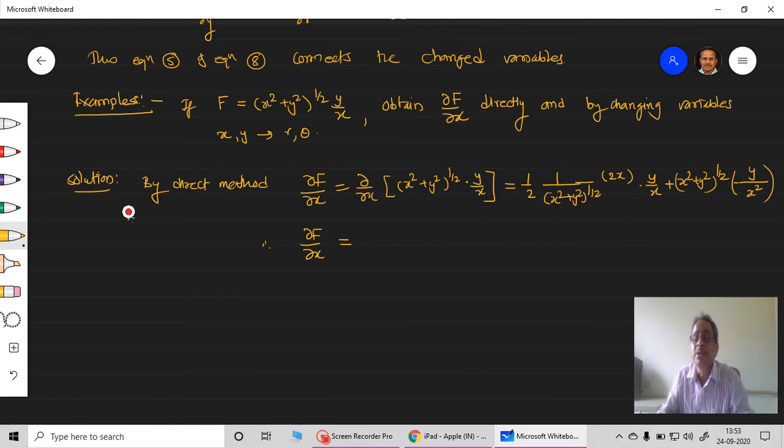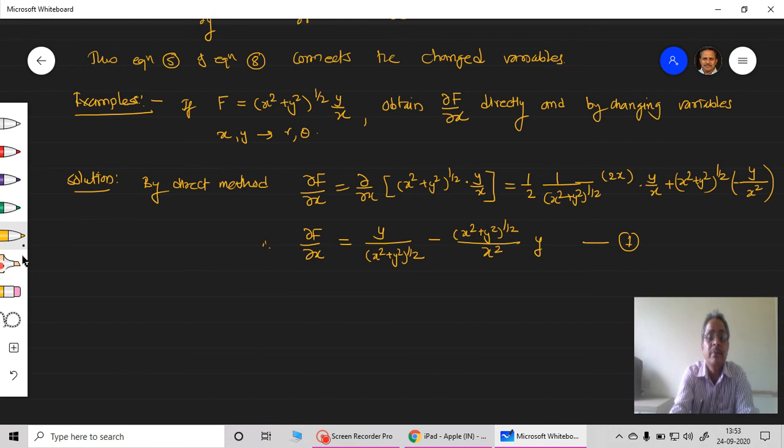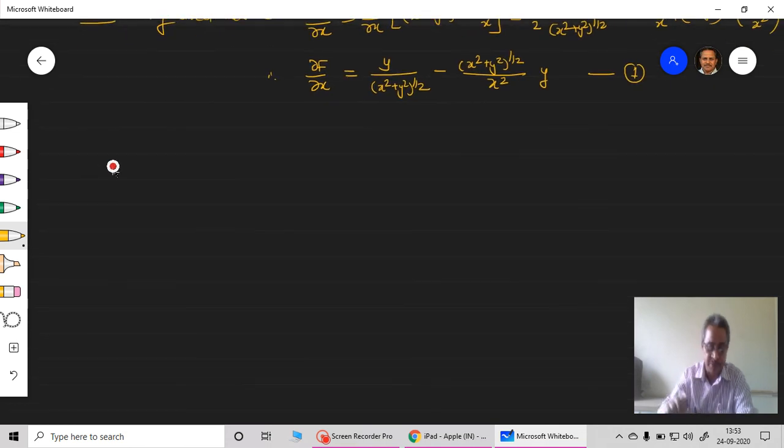Here the two gets cancelled with x, and what remains is simply y divided by (x square plus y square) raised to half, minus, here this x square is in the denominator, y is the numerator with negative sign, so the minus sign comes out. Therefore it is (x square plus y square) raised to half in the numerator divided by x square into y as it is. This is one of my solutions. By the direct method, I got this to be the partial differential of f with respect to x.